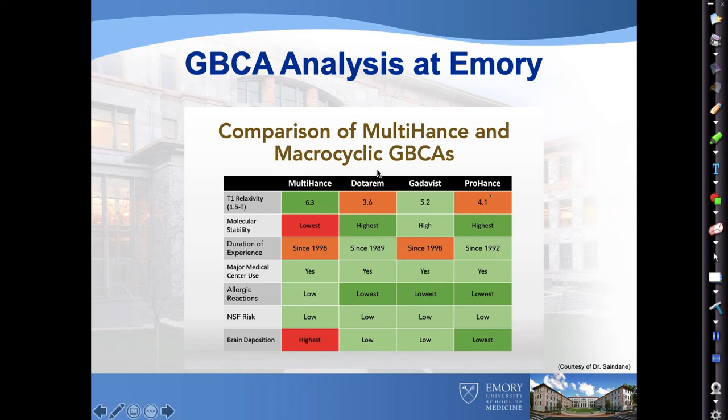Our backup agent, if a patient has had a previous reaction to either CT or MR contrast, is Dotarem, because it has the lowest percentage of allergic reactions in terms of the gadolinium-based contrast agents. And it is a very highly stable complex, being that it is ionic and macrocyclic.